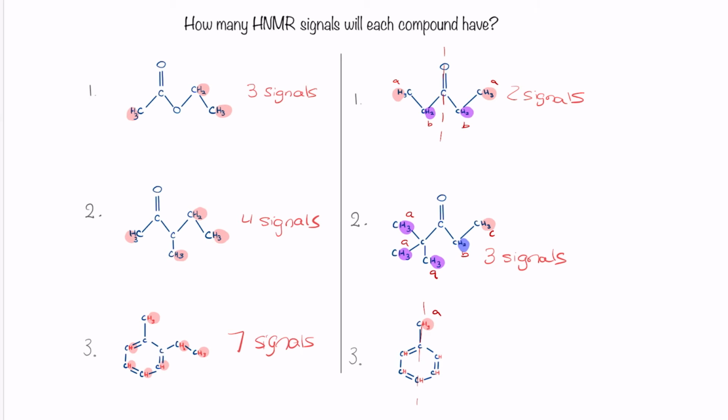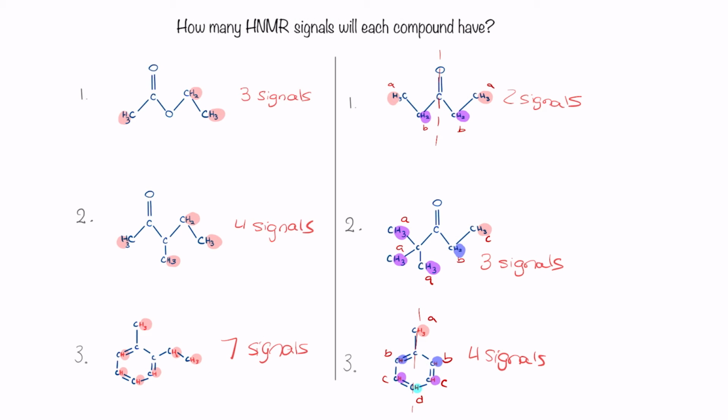We might then say that the next signal here is the same environment as this hydrogen over here, and so those will both be composed of signal B. Signal C would be composed of these 2 hydrogens since they both have the same chemical environment. So those will be signal C, and signal D would consist of this last hydrogen environment over here. So this compound would have 1, 2, 3, 4 signals consisting of A, B, C, and D.